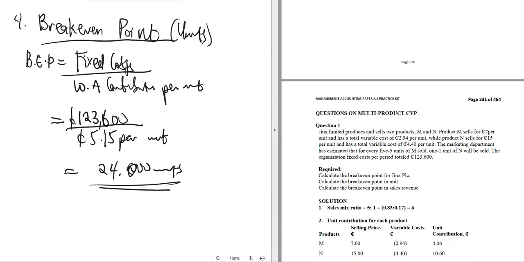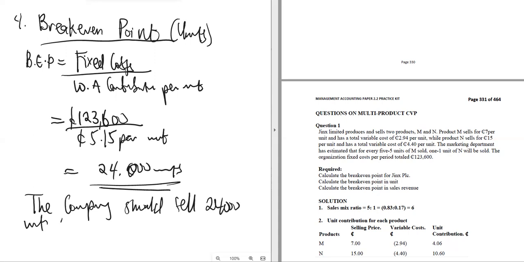Okay, 24,000 units. That means the company, if I'm to interpret this, should sell 24,000 units of both M and N to break even. But the thing is, we don't know how much of M and N individually should be sold to break even, right? We don't know.